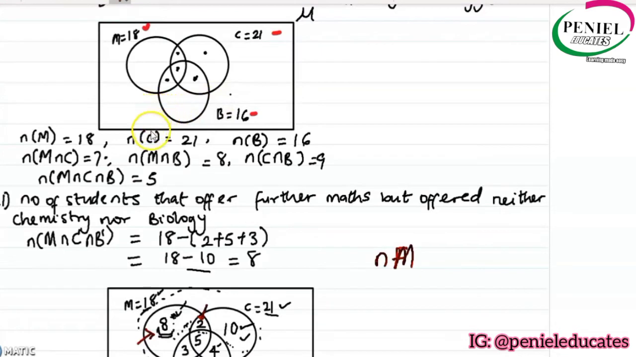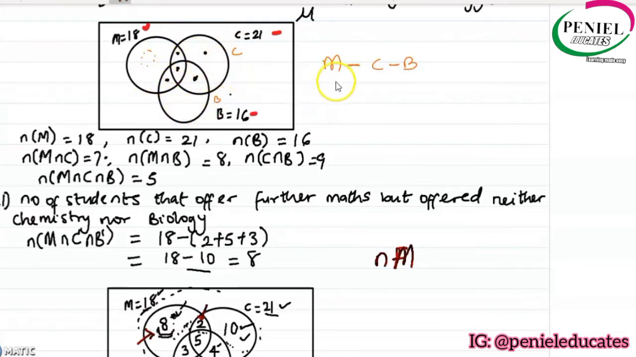All right, so as I was saying, what we want to look at is the number of students that offered mathematics, but they don't offer chemistry or biology. Don't forget, this is chemistry, this is biology. So what we're looking at is mathematics minus chemistry minus biology. We're looking at everything that is here only. This one will go, so this one also will go.